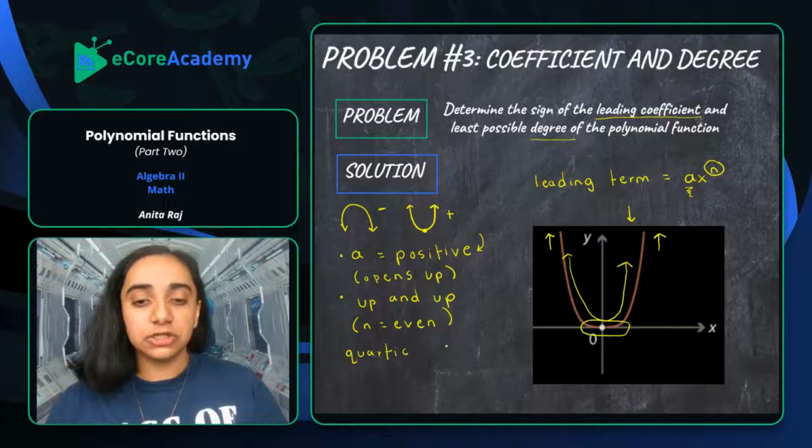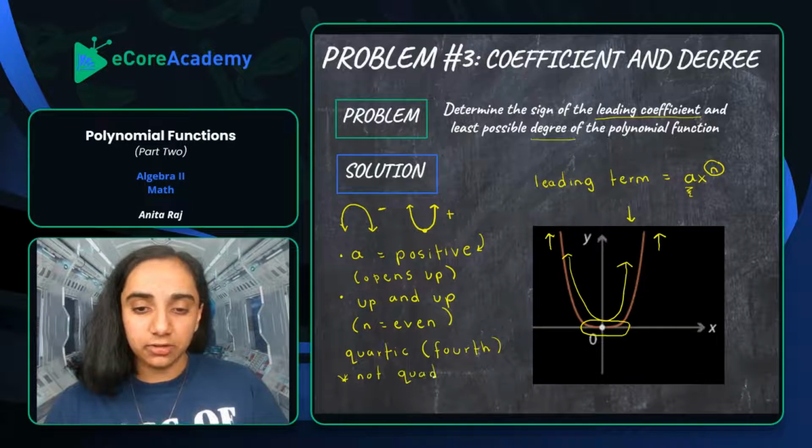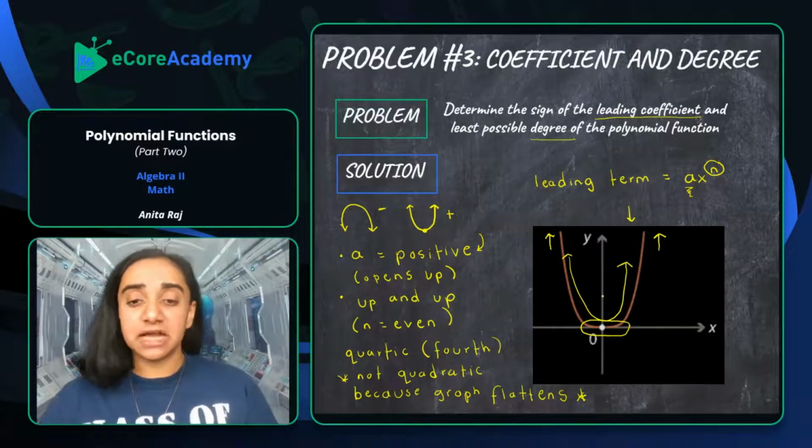And for those of you who aren't sure what quartic means, it is just fourth. And the reason, again, why I say this is because this is not a quadratic, and I'm just including this note at the bottom. Not a quadratic, because the graph flattens, like I tried to show you to the right. And even small things like that can indicate to you that this is not a quadratic you're working with, it is actually a quartic.